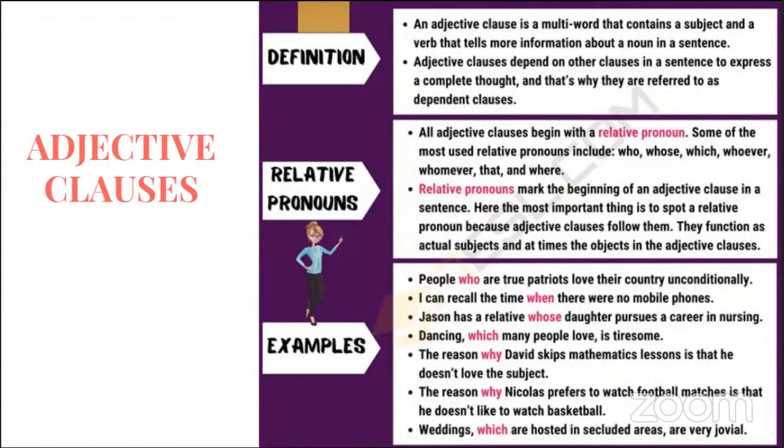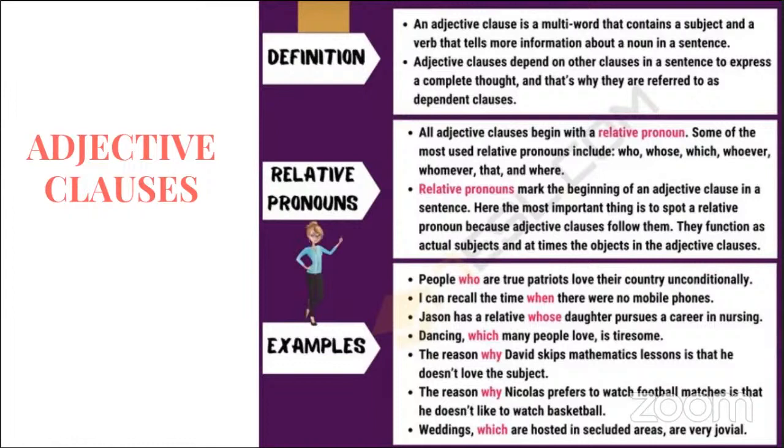Well, this is something that we have seen before. So in this unit, you are going to be reviewing this also. So as we said before, an adjective clause is basically giving extra information about the noun, right? And it's formed by a relative pronoun. And well, let's read the definition. An adjective clause is a multi-word clause that contains a subject and a verb that tells more information about a noun in a sentence.